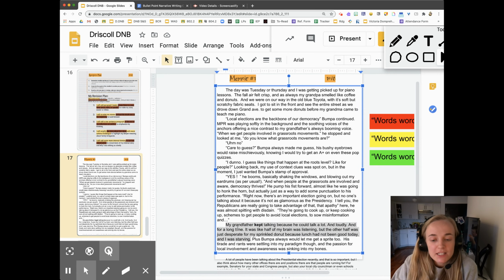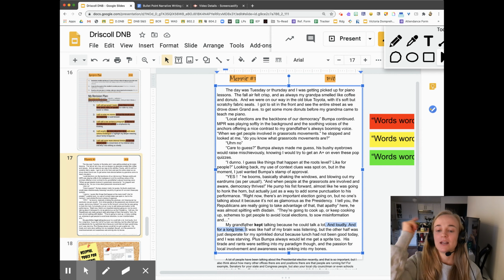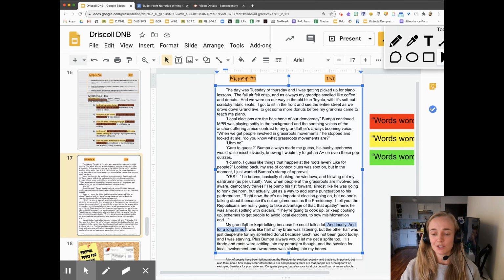Nice. So you can already see I had to fix this verb tense. My grandfather kept talking instead of keeps talking because he could talk a lot. And then here in this little section, I just added a lot of little sentences to kind of get that rhythm going in my writing, right? Listen, my grandfather kept talking because he could talk a lot and loudly and for a long time. It was like half my brain was listening, but the other half was just desperate for my sprinkled donut because lunch had not been good today. Ooh, I even forgot a comma here. And I was starving. Do you see how I kind of broke the regular rules of English, but with these short sentences, it added so much rhythm to my writing?